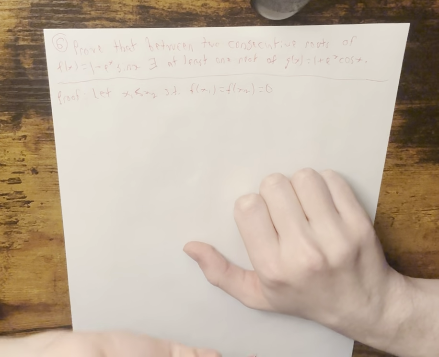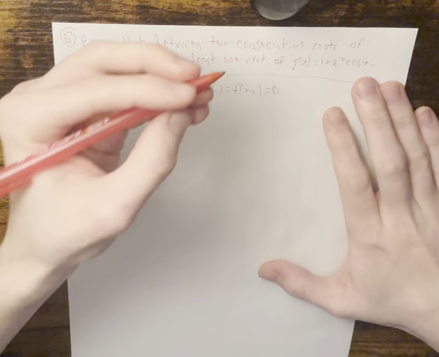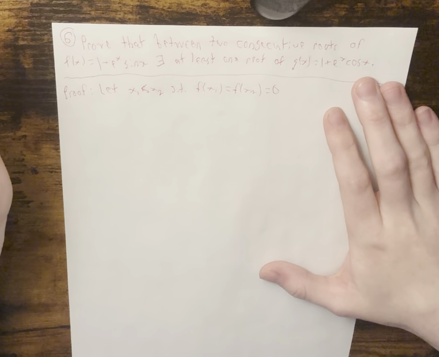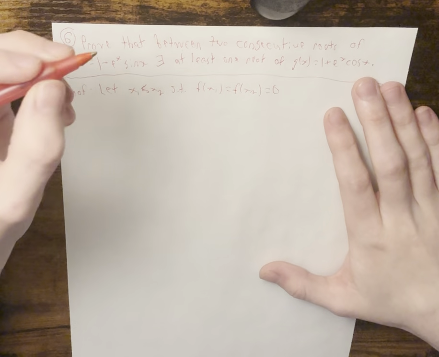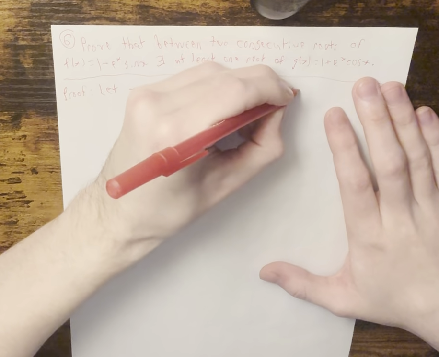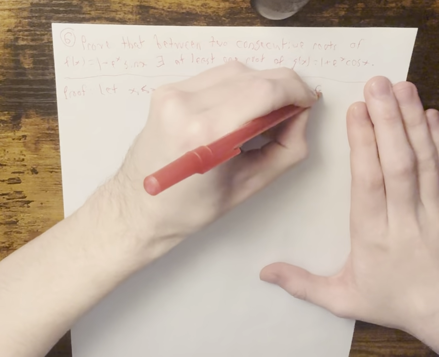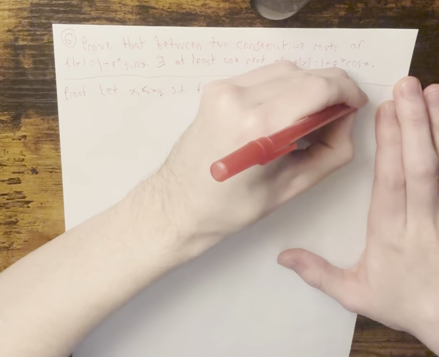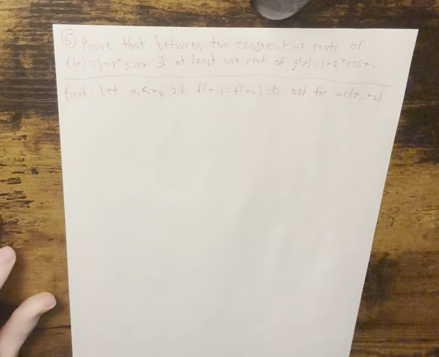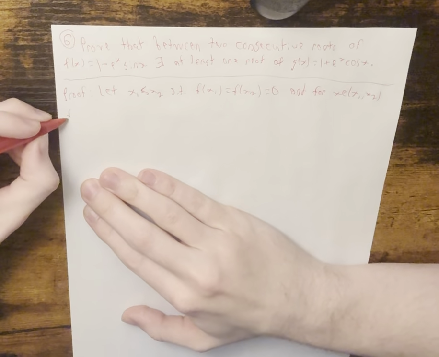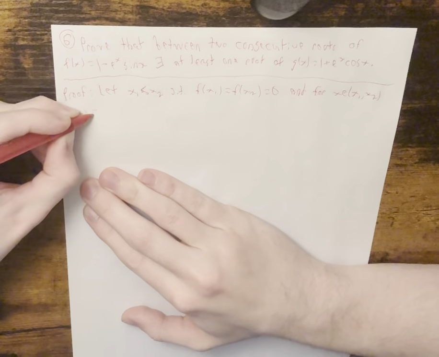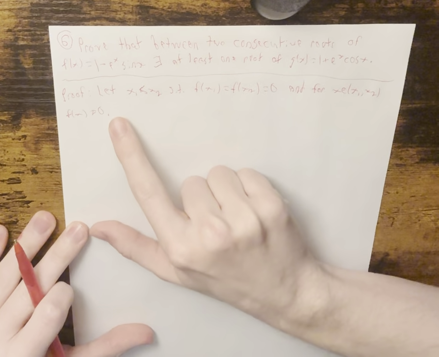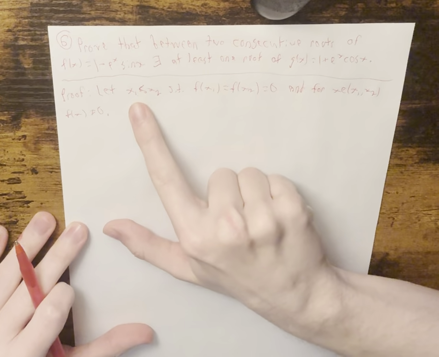And now we want to establish they are consecutive roots, such that f(x1) equals f(x2) is equal to 0. And for x between x1 and x2, f(x) is never 0. So this ensures that they are consecutive roots. There's no root in between x1 and x2.